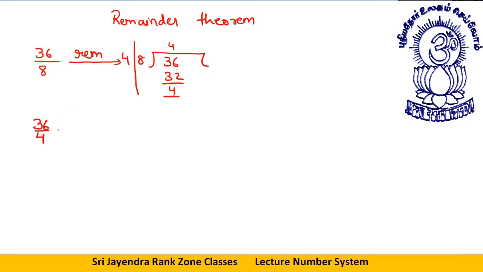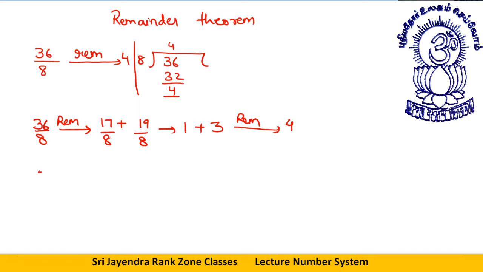If I break it as 17 plus 19 divided by 8, what is the remainder? 17 by 8 will give me a remainder 1. 19 when divided by 8 will give me a remainder 3. So the total remainder still comes out to be 4. What I mean to say is, if you break down a bigger number into two smaller numbers, the remainder will also remain the same.